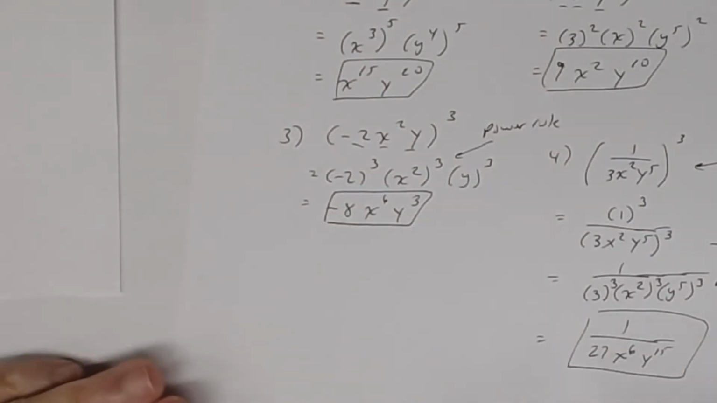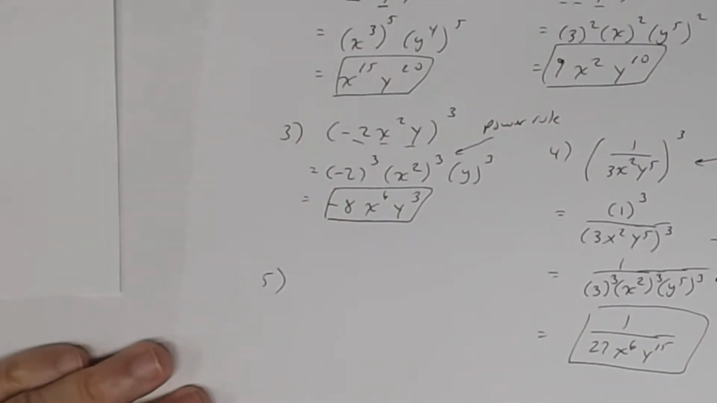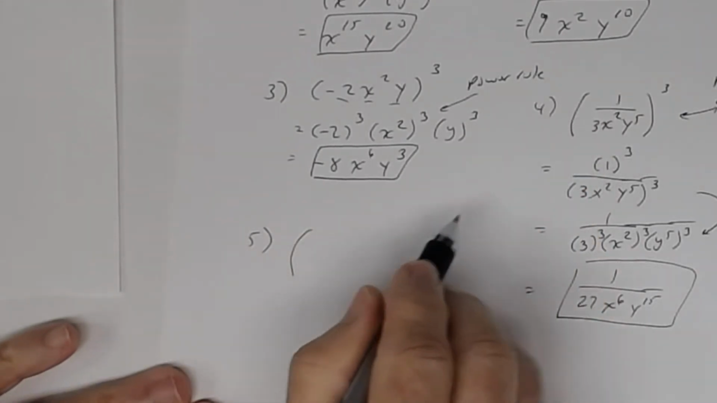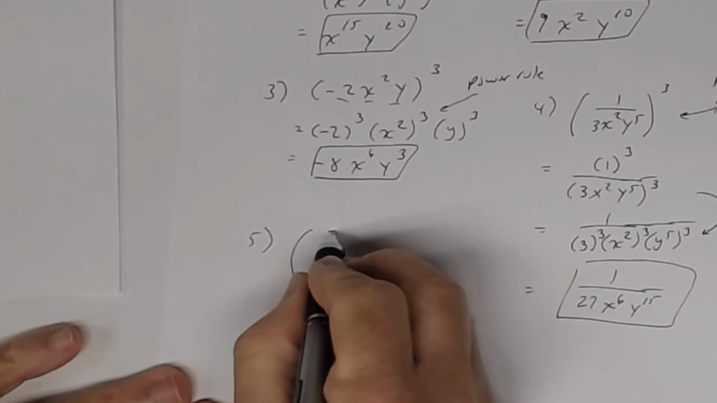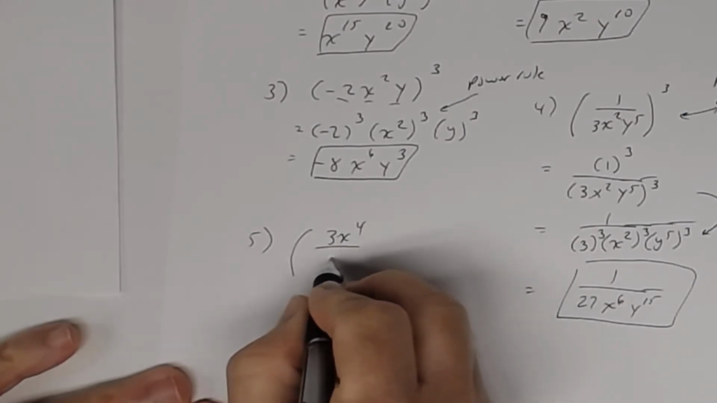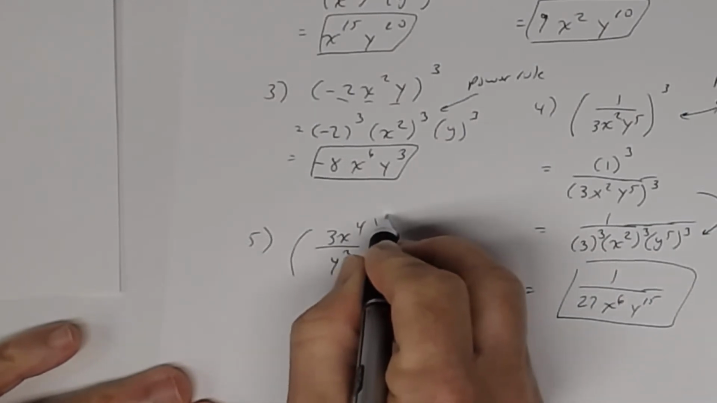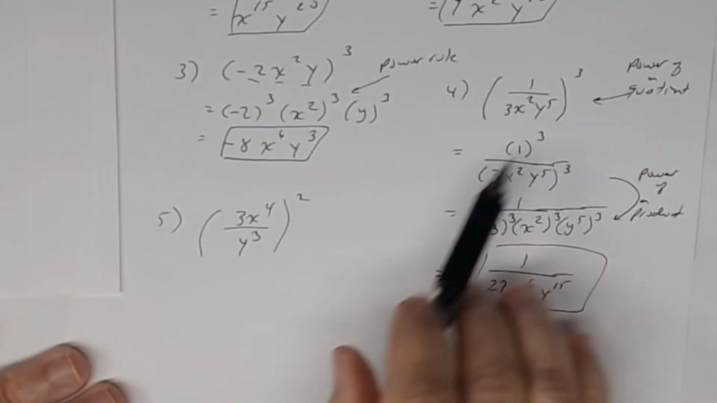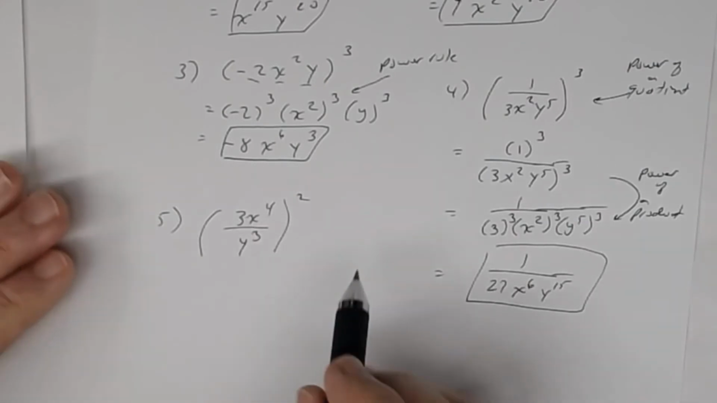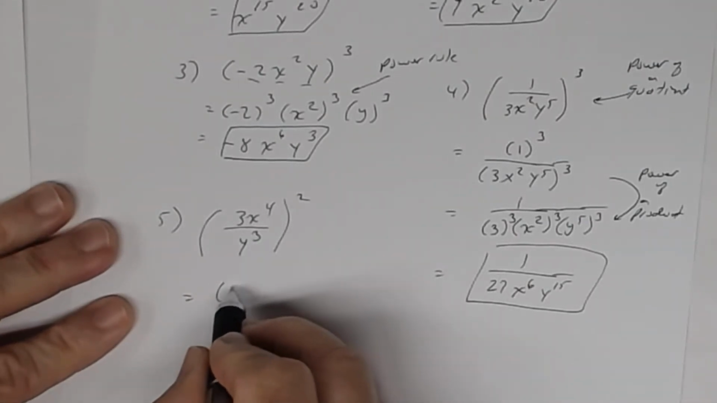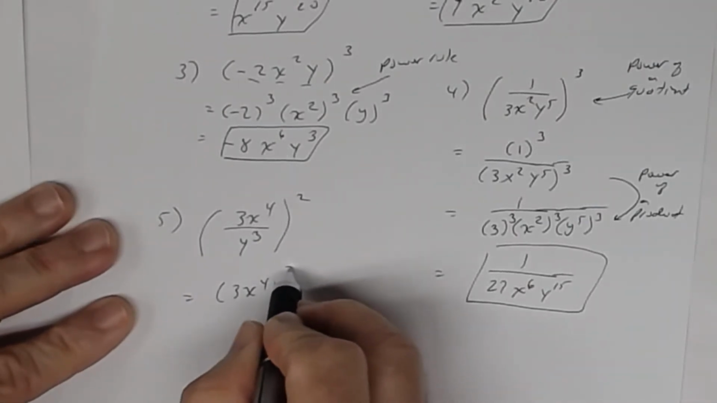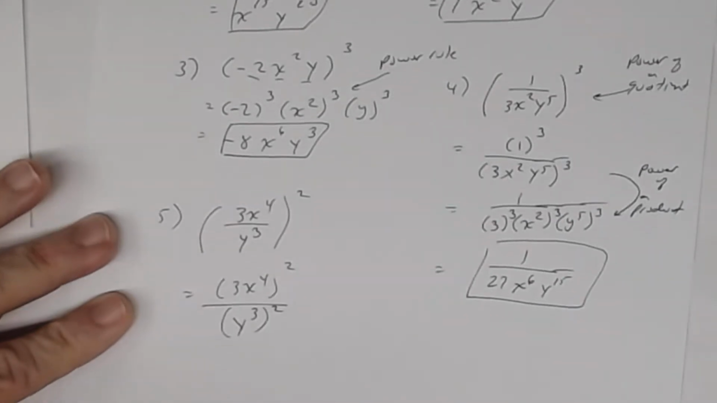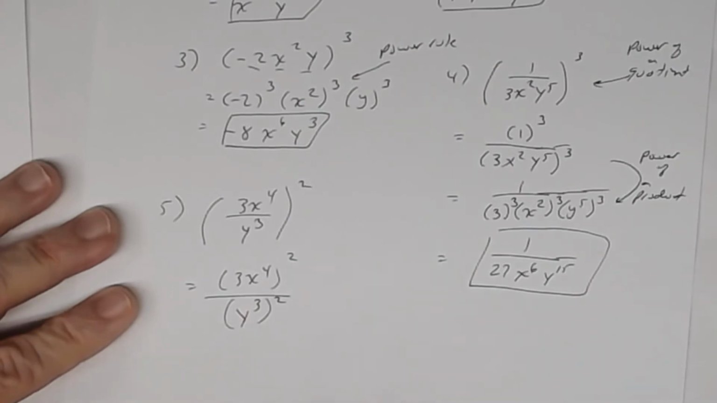All right, let's look at number 5. Number 5, and we can write that here. Number 5 looks like this. We have the same thing. We have a quotient. So we have 3x to the fourth divided by y cubed, raised to the second power. So according to the power of a quotient, I can use a power of a quotient here. So that means I take the numerator, 3x to the fourth, raise to the second power. I take the denominator, y cubed, raise to the second power. So that's the power of a quotient.